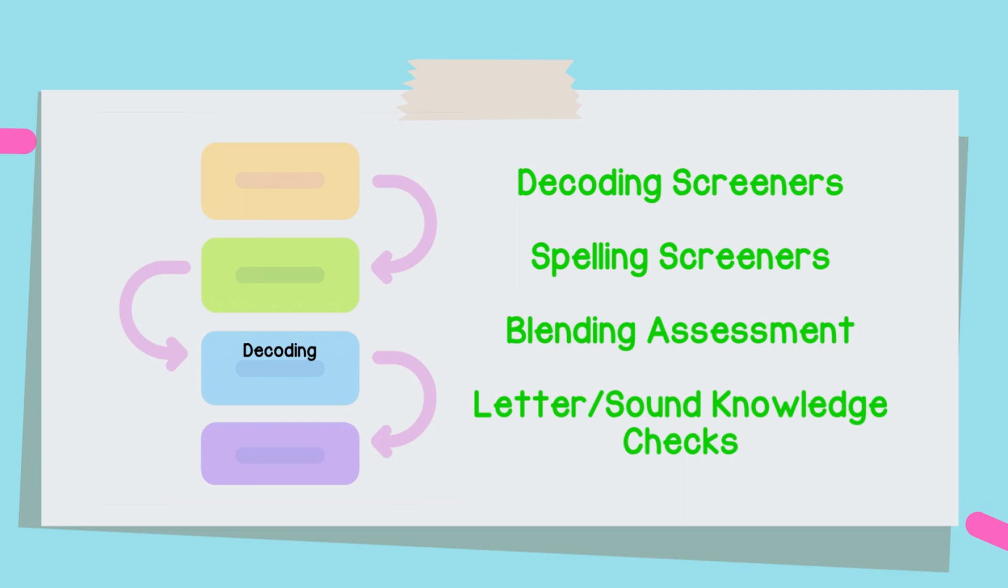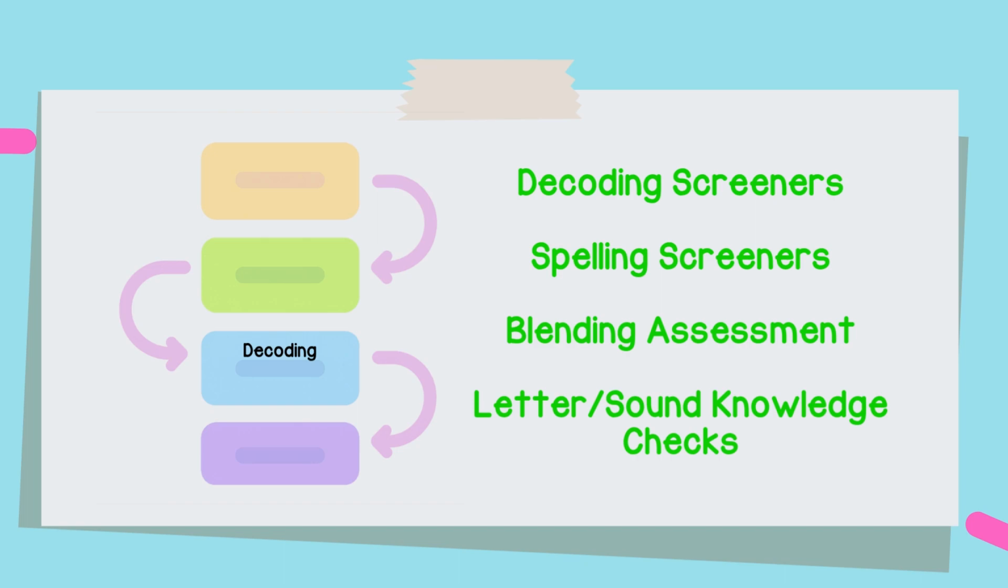Now we've reached decoding, one of the most common sources of reading difficulty. Decoding is the ability to apply phonics knowledge to read unfamiliar words. It requires students to recall letter sound correspondence, blend sounds smoothly, and recognize phonics patterns. When decoding is weak, everything above it, word recognition, fluency, comprehension, begins to fall apart. So, what does weak decoding look like?